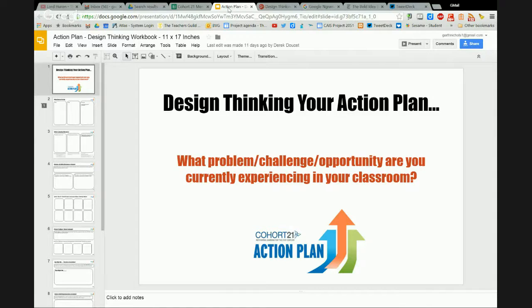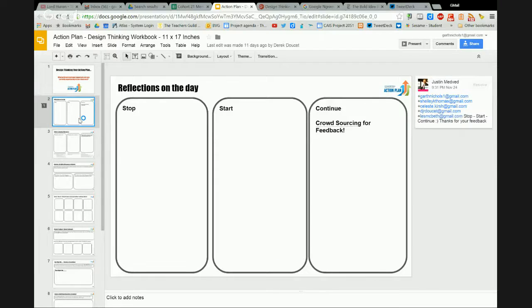And so when we think about design thinking, we're always thinking about that idea of iteration and how can we enhance that for our students, and how can we enhance that for ourselves as well. So in terms of reflecting on the day, what we want to do is get you to think about what would you stop, start, or continue.